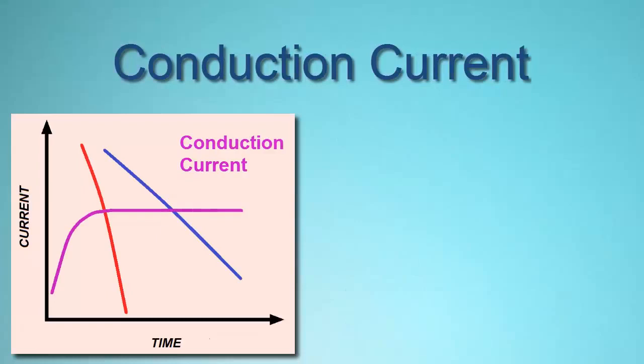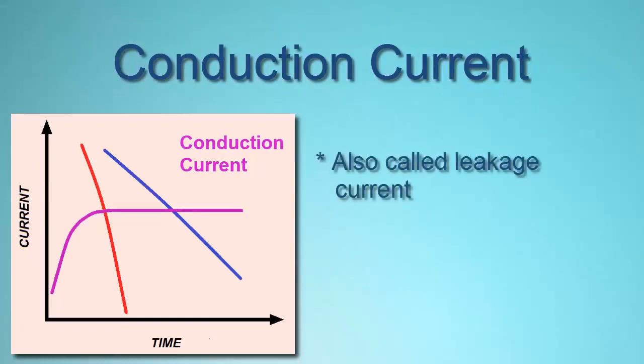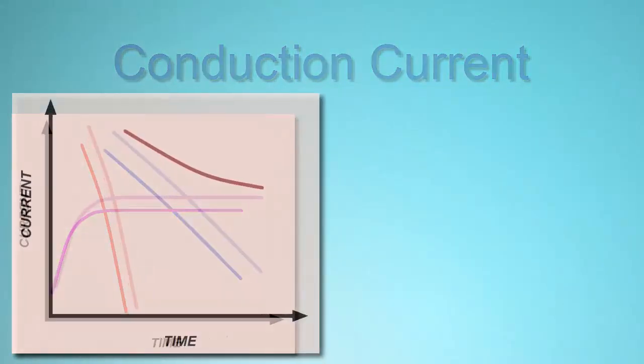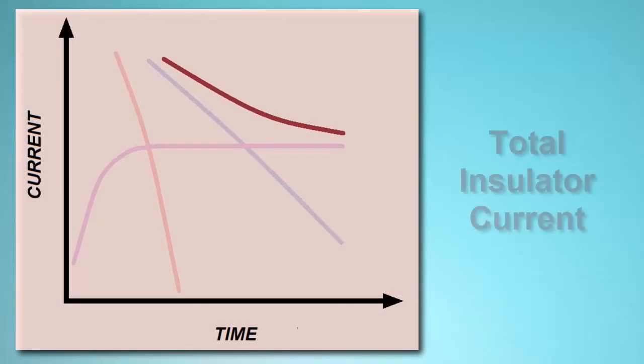Conduction current, often called leakage current, is the steady current present both through and over the insulation. This is a critical measurement, since an increase in conduction current over time is likely an indication of deteriorating or damaged insulation. Combining these three components produces a total insulation current profile similar to the illustration shown on the screen.